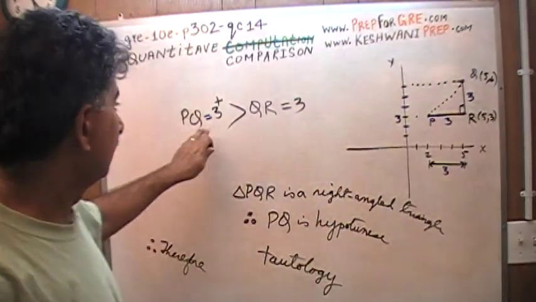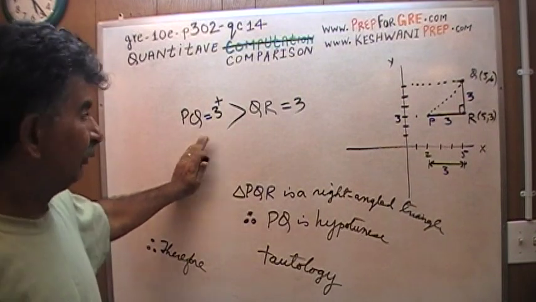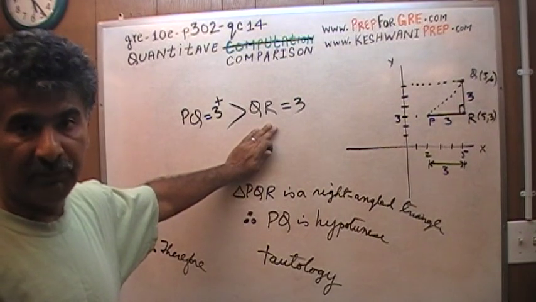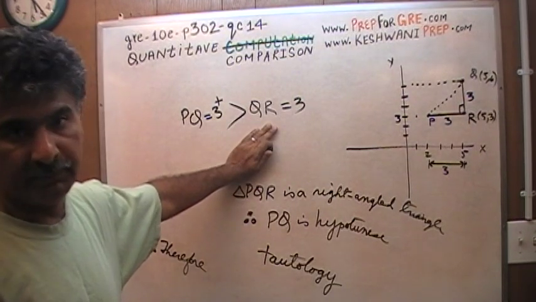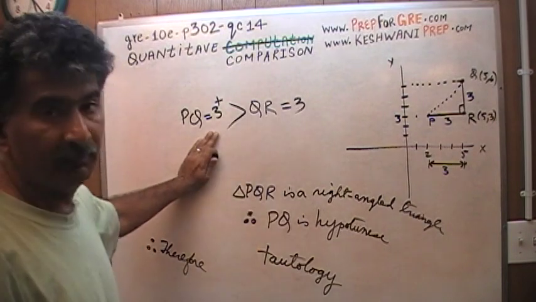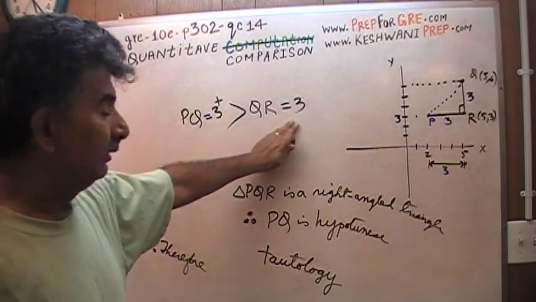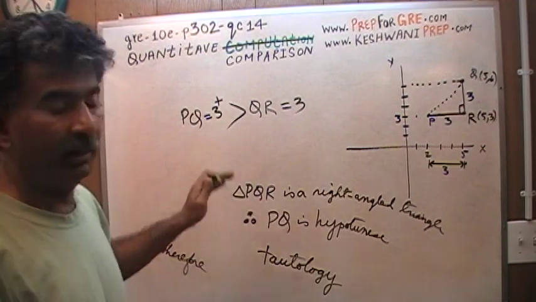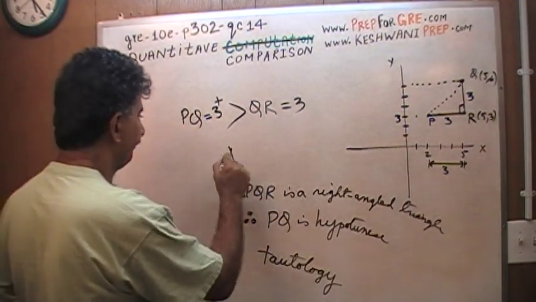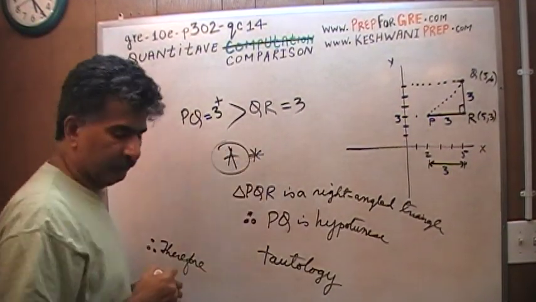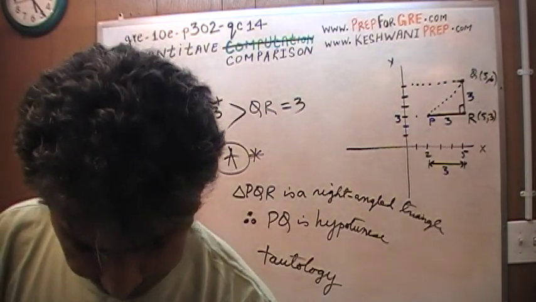And this is a tautology. A hypotenuse, if one side is 3, whatever it is, has to be more than 3. And therefore, something more than 3 will be more than 3. Now I'm comparing the two columns, and therefore the answer is A. That's all. We're done. That was the end of the story.